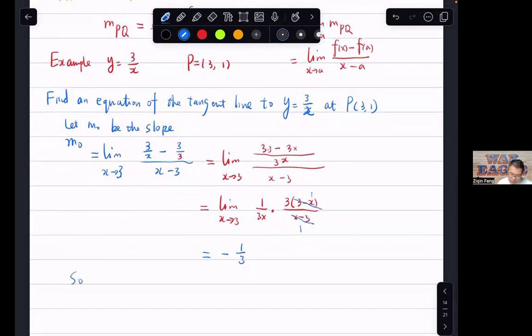So the equation of the tangent line is y minus 1 equal to negative 1 over 3 times x minus 3. So that's how we apply our definition of limit to revisit our tangent problem.